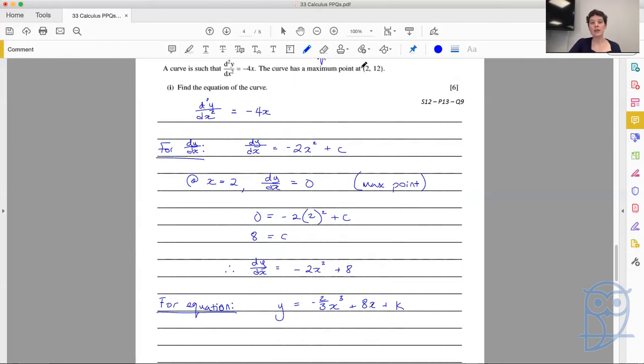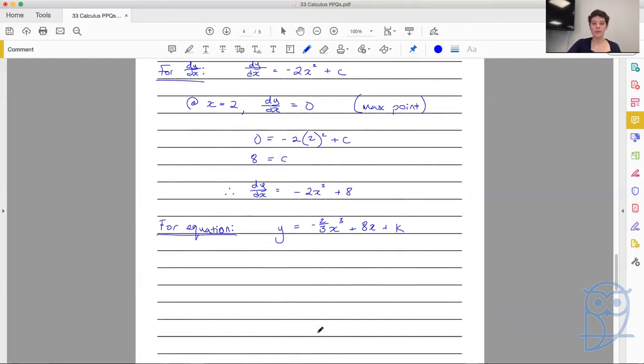So now we're using that point. We have an x and a y. So we're going to substitute that to 12. So we can say here that we're going through the point 2, 12. So therefore, 12 equals minus 2/3 times 2 cubed plus 8 by 2 plus k. So 12 equals, and when we evaluate all of that, we get 32 over 3 plus k. So k equals very simply 4 over 3.